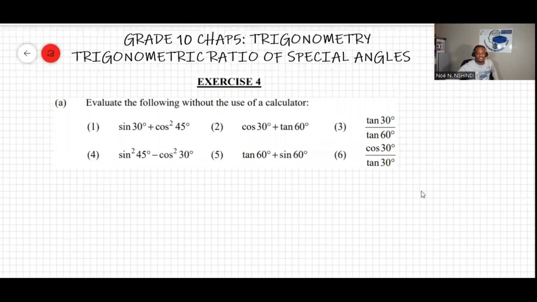Now we're going to start doing exercises, okay? Exercise 4. Question A says, evaluate the following without the use of a calculator. Now, I like method 2, okay? The method 2 we did learn in the previous video. This is what I'm gonna do. I can do it again.